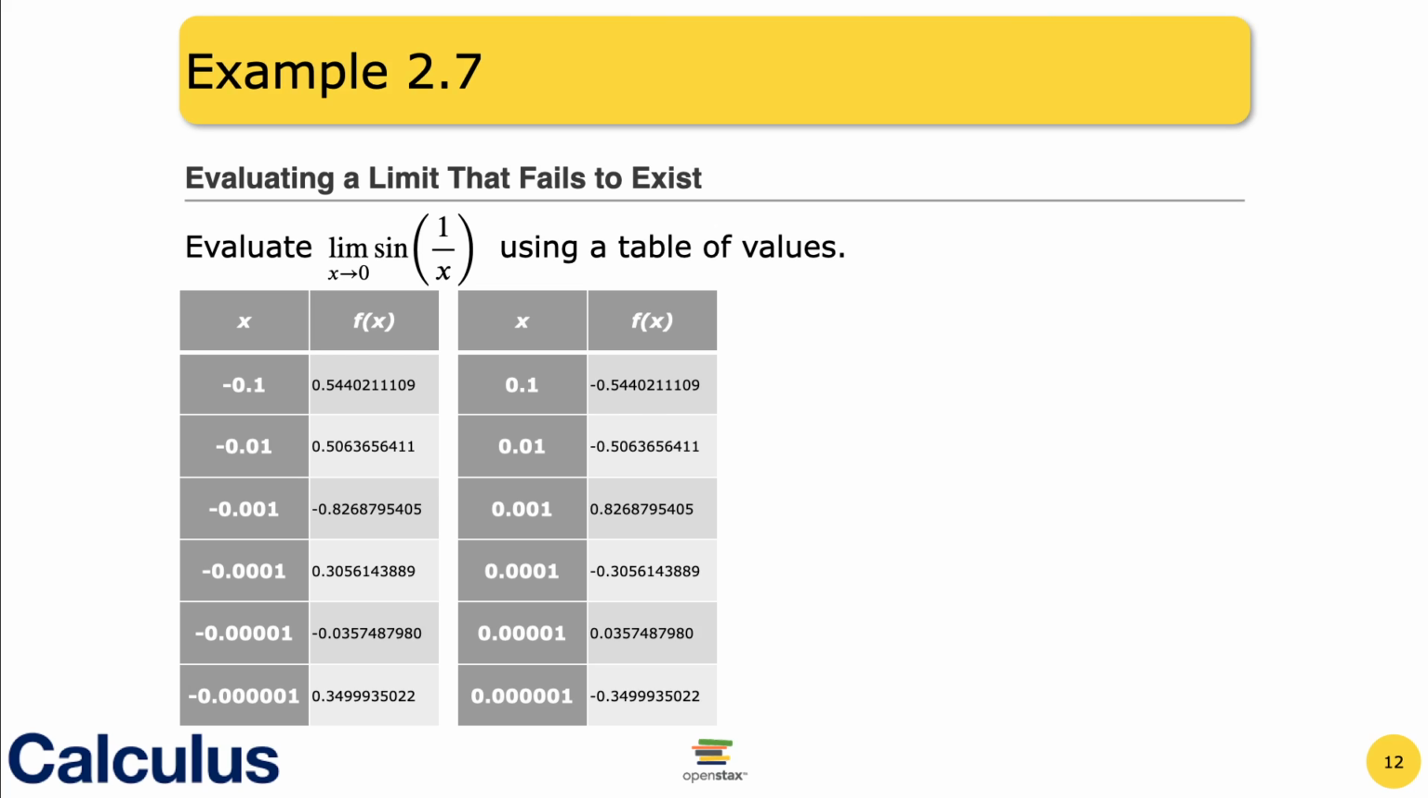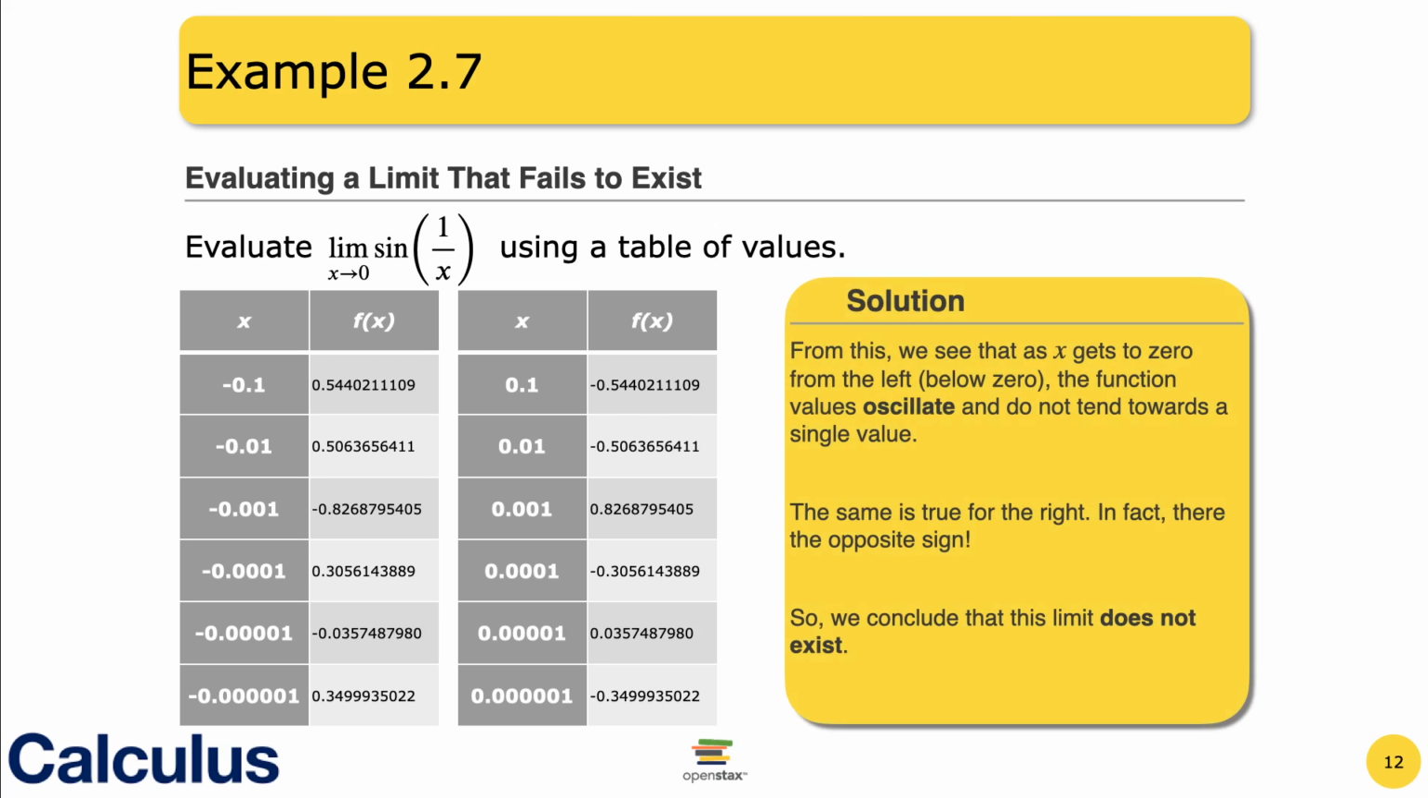And on the right, the values mirror the left values, but they're the opposite, as far as one's negative, one's positive. So these values never approach a particular specific value. So what do we say? Well, the function values oscillate and do not tend towards a single value. And the same is true for the right. In fact, they're the opposite side. So we would conclude that this limit does not exist.